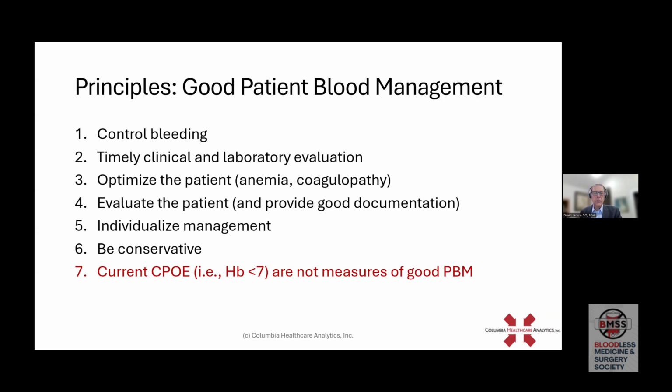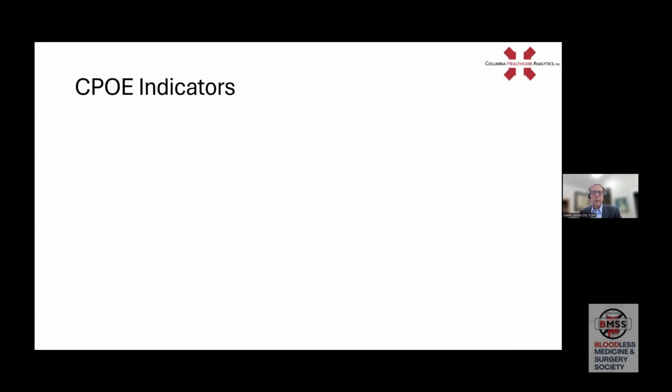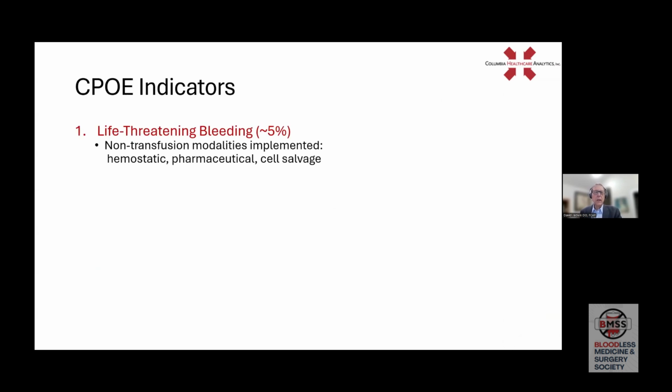They don't tell you whether they could have corrected the anemia 3 weeks ahead of time. So if these CPO indicators aren't that great, what are some of the ones? Well, we advocate really 3 attestations that the physician has to do.